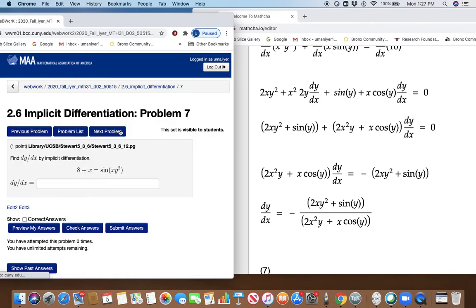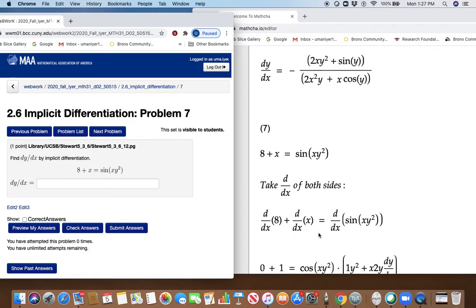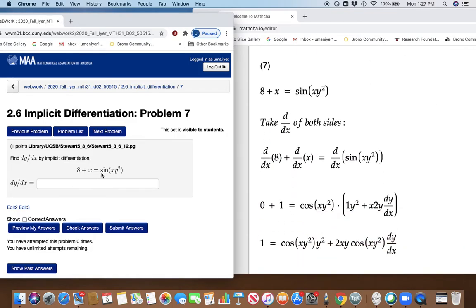Alright. Next problem. Derivative of this equation. So you want dy dx. 8 plus x equals sine x y squared. Derivative of both sides. Derivative of the first plus derivative of the second equals derivative of the third. Derivative of constant 0, derivative of x is 1 equals, so this calls for chain rule. You see, sine and something inside.